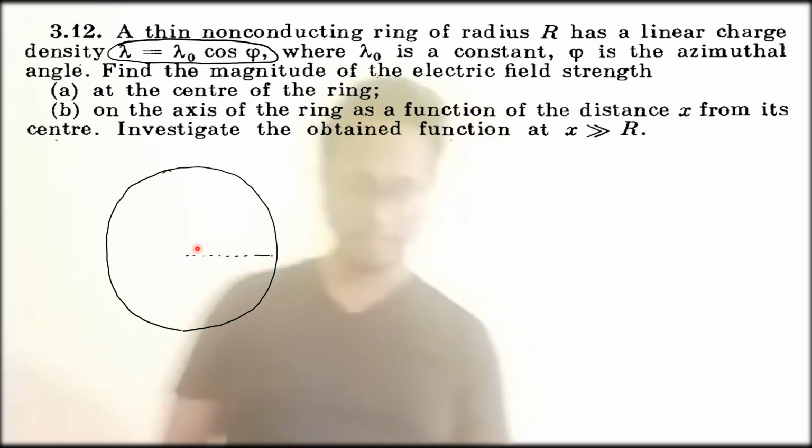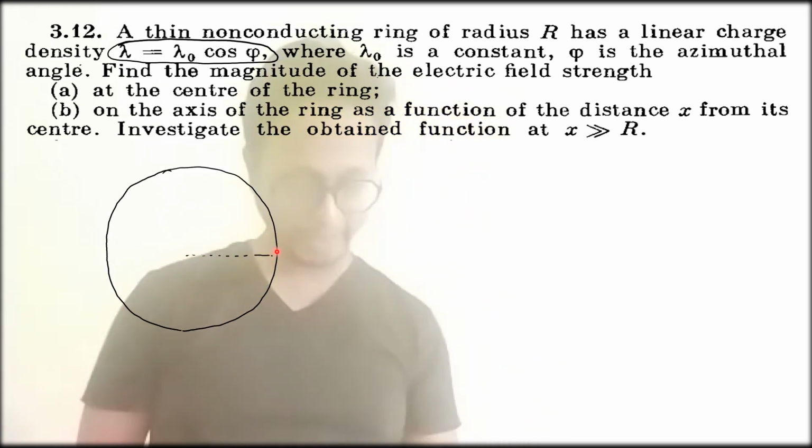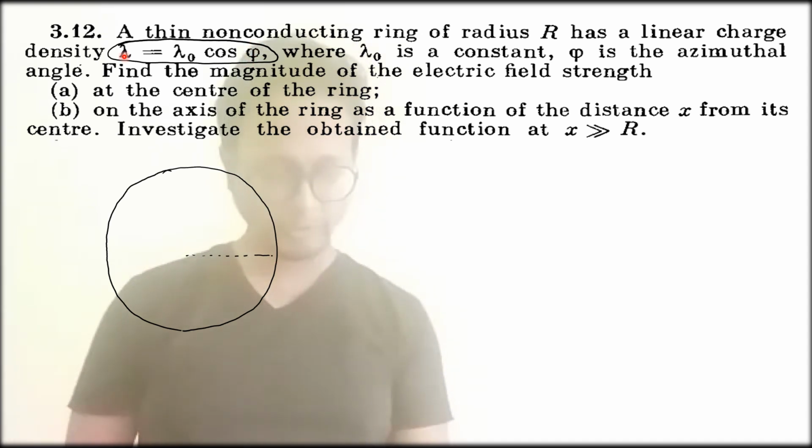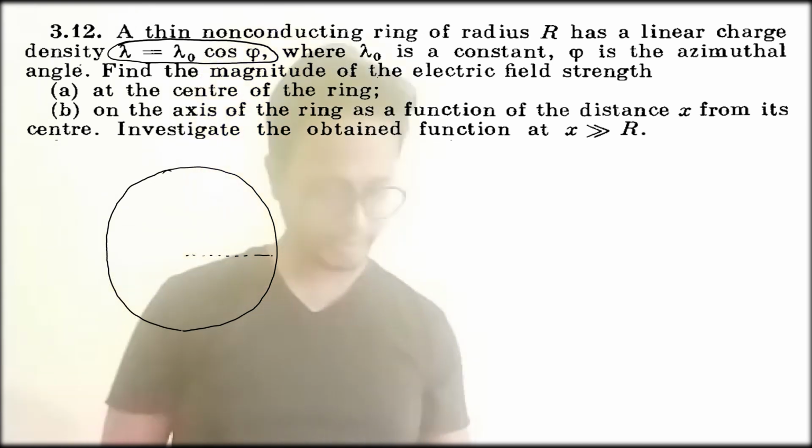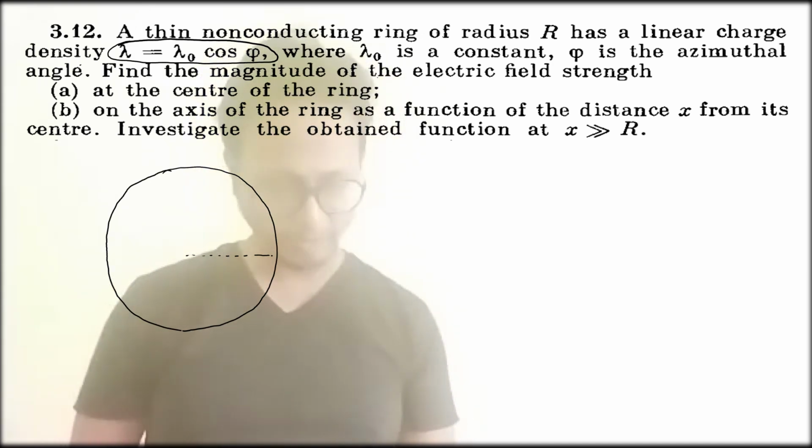Now at this point, what is the value of phi? The value of phi is nothing but 0. So lambda is equal to lambda naught into cos 0. So out here, the value of linear charge density is nothing but lambda naught, which is some very high positive constant.